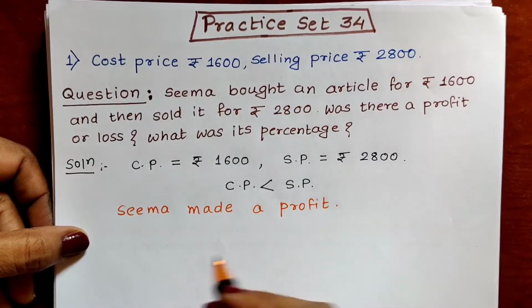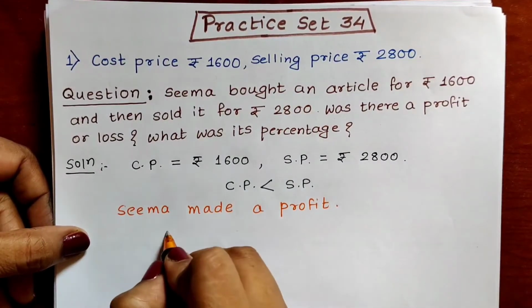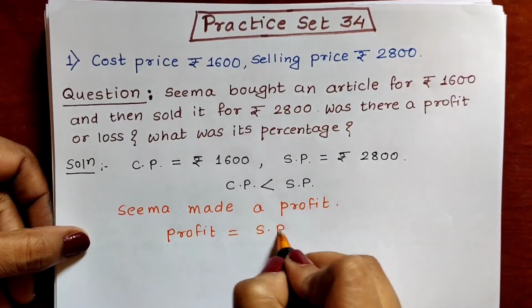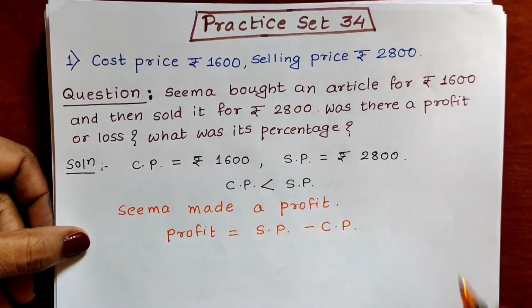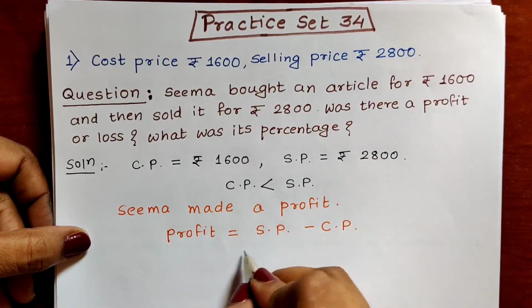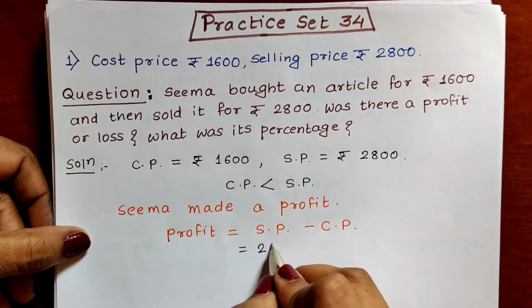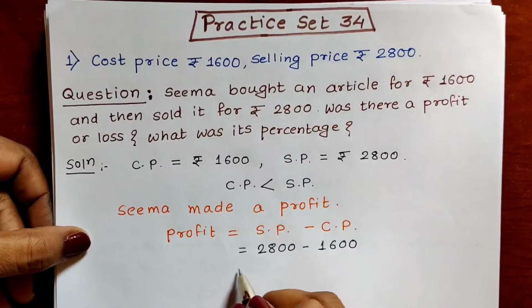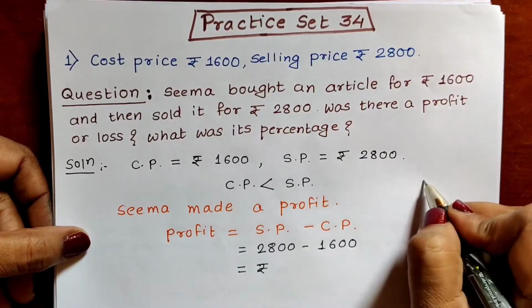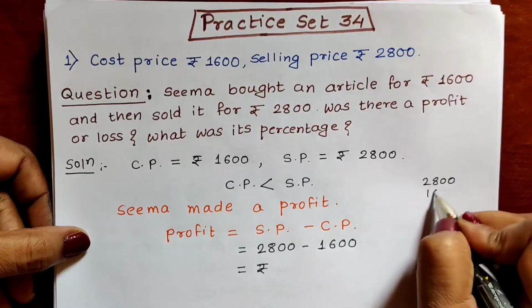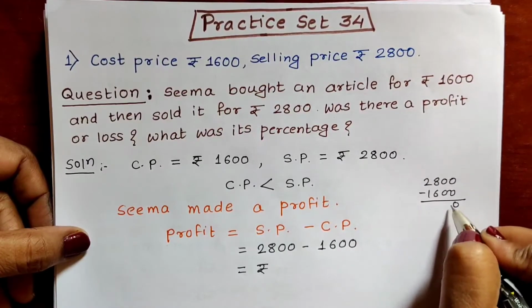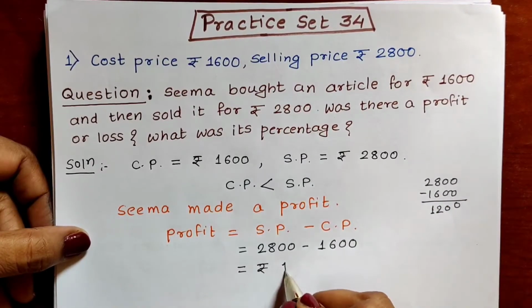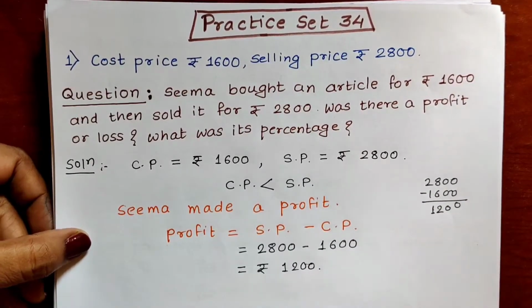So after writing this, what we have to write? Profit formula. What is profit formula? Profit is equal to SP minus CP. Put the values. SP is 2800, CP is 1600. So answer is, what is 2800 minus 1600? We can do here 0 0. 8 minus 6 is 2 and 2 minus 1 is 1. So rupees 1200 is the profit.